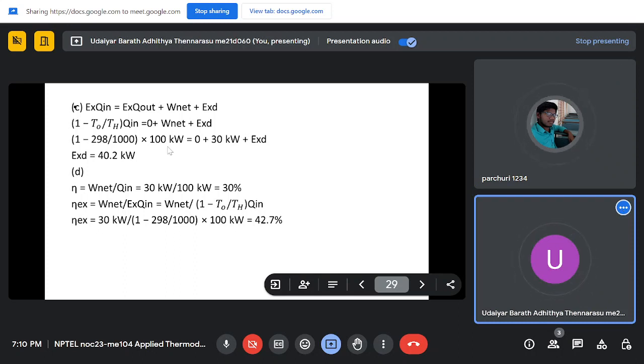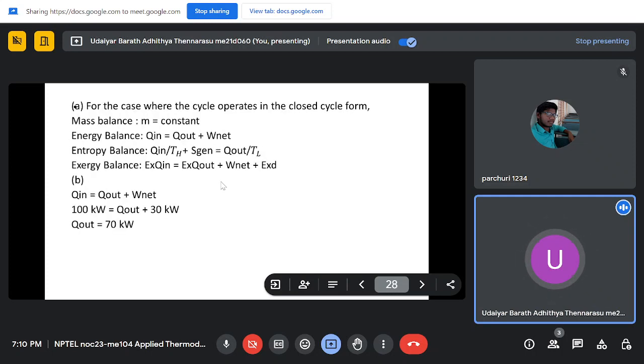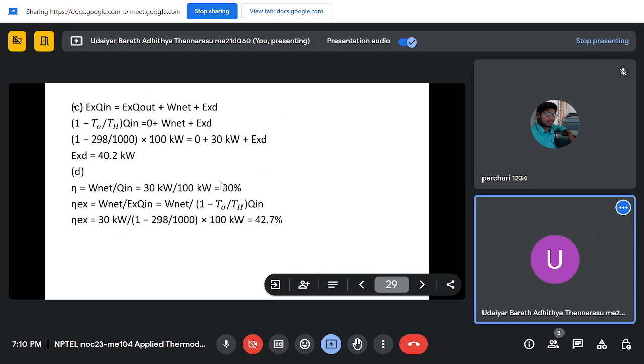Yes, sir. Clear. So moving on, we have part D, which says find the energy and exergy efficiency. We can also call it first law efficiency and second law efficiency. The first law efficiency, or the energy efficiency, is W net by Q in, the amount of work which you are converting from the energy which you are giving. So 30 kilowatt by 100 kilowatt is 30%, 0.3. I hope this is clear.